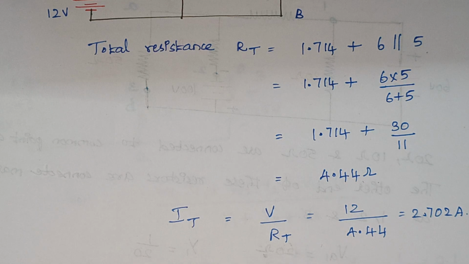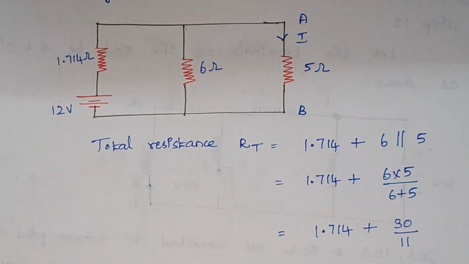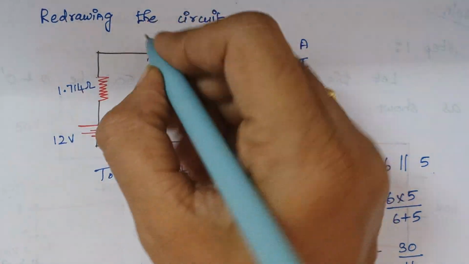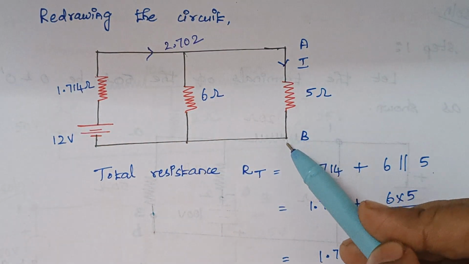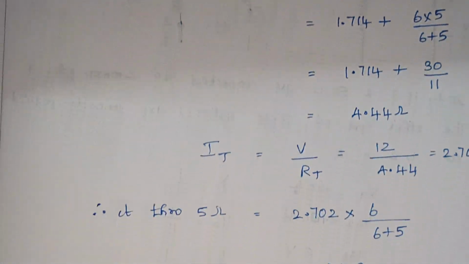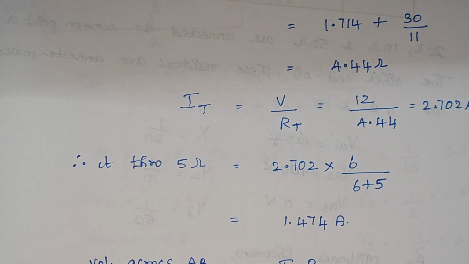But what we actually need is the current that flows through this 5 ohm resistance, right? So here what is the total current? It is 2.702. So here the total current is 2.702, but we need the current that flows through this 5 ohms. So here we are using the current division formula. By current division formula, it is given as total current into opposite resistance divided by total resistance. So here the answer is 1.474 amps.